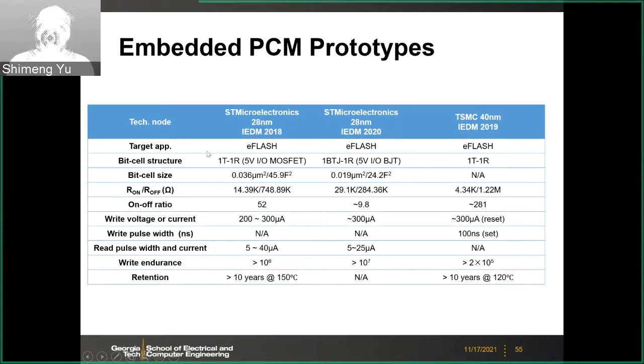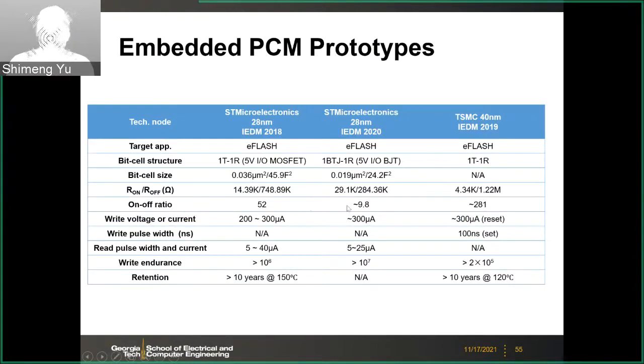So the target application is embedded non-volatile memory for e-flash replacement, especially for automotive applications. And then ST has two versions. One is 1T1R, the other is one MOSFET 1R or one BJT 1R. If you convert the cell size, you see the MOSFET version needs 46 F square. But if you use BJT, because of higher drive current, you can reduce the cell size to 24 F square. And here are other parameters. I will not go through the details.